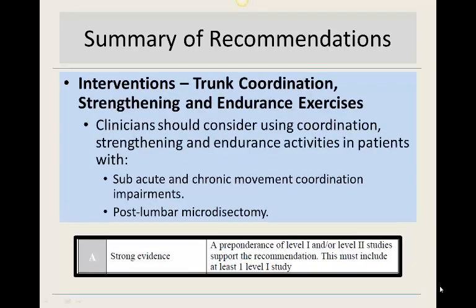Trunk coordination, strengthening, endurance exercises are commonly prescribed for patients with low back pain. It is with strong evidence that trunk coordination, strengthening, endurance exercises are recommended. Clinicians should definitely consider these interventions in patients with subacute and chronic movement coordination impairments. They should also consider these strategies in patients that are post-lumbar microdiscectomy.